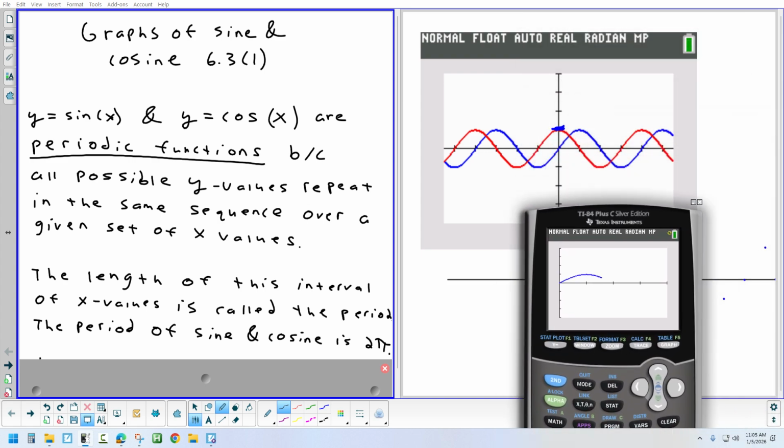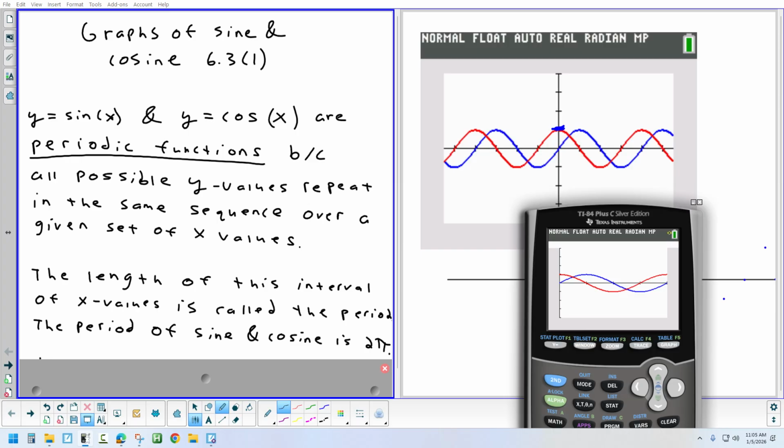So if you start at 0 and you end at 2 pi, what you're going to see now is just one full cycle. Well, and the red one, but I'm focusing on the blue one. The red one is one cycle of cosine. But for now, just focus on the blue.